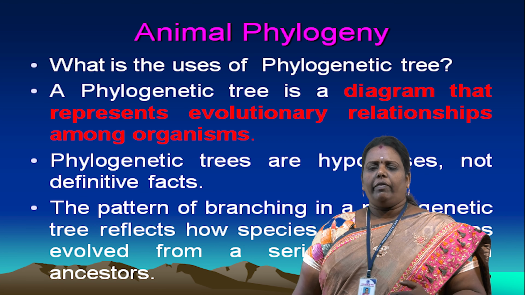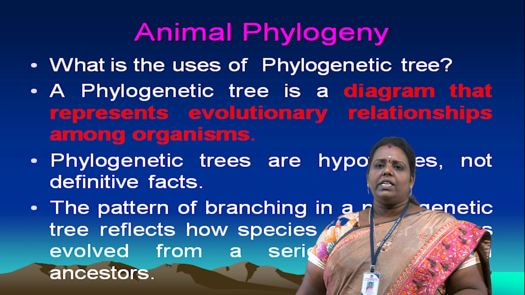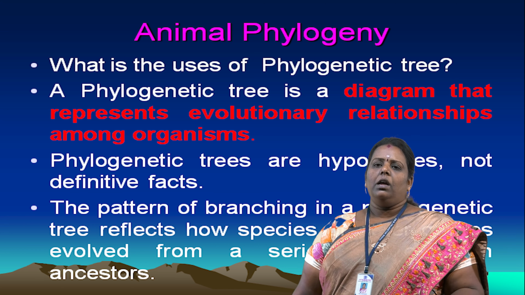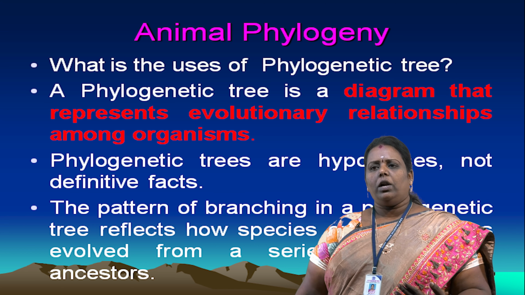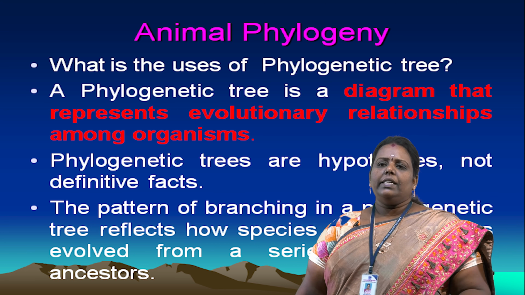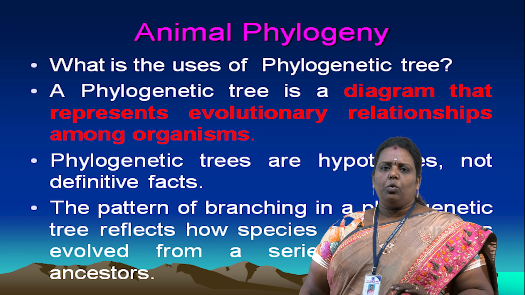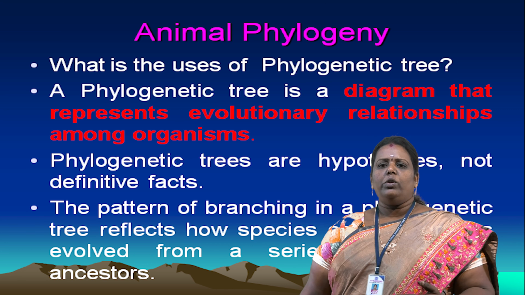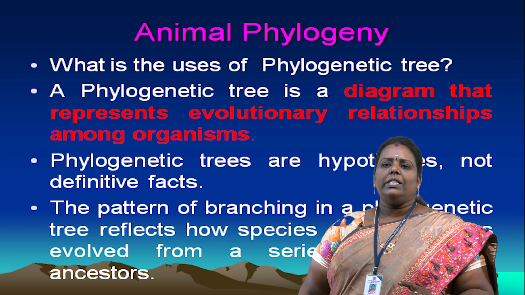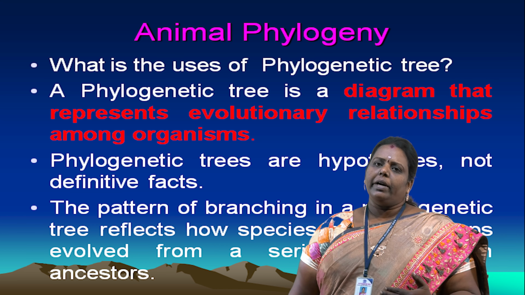Why do we study phylogenetic trees? A phylogenetic tree is a diagram that represents the evolutionary relationship among organisms. Among organisms means single-celled organisms, multicellular organisms, and organ development, everything. This hypothesis is also a definite fact. Normally, the branching pattern in phylogenetic trees reflects how species or other groups evolved from a series of common ancestors.